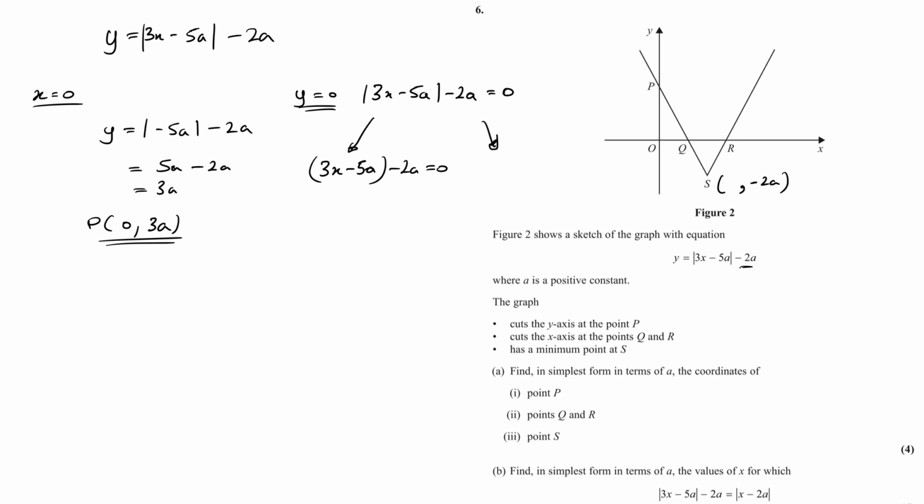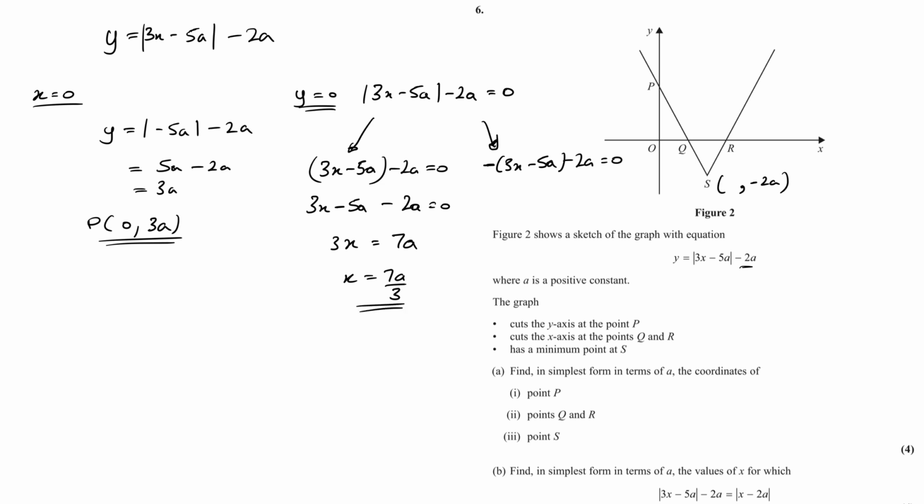And option 2 is the negative version of this modulus sign. So this means I've got 3x minus 5a equals minus 2a equals 0. 3x equals, so we've got minus 5 minus 2 is minus 7, so that'll be 7a on the other side. x equals 7a over 3. So that is my first value of x.